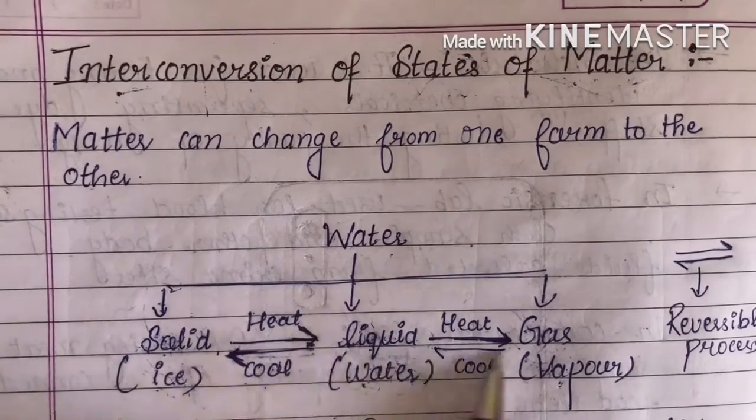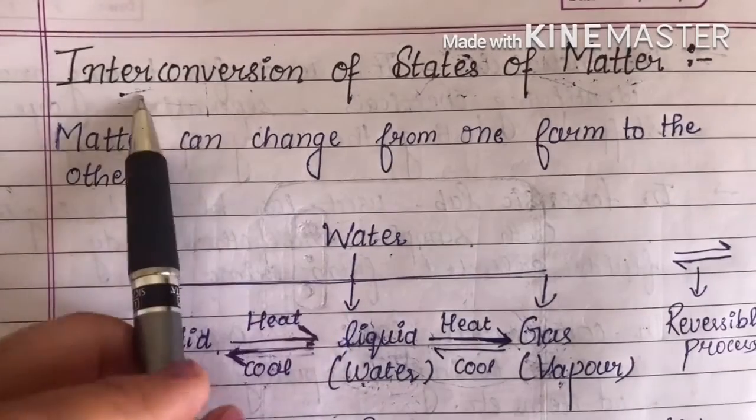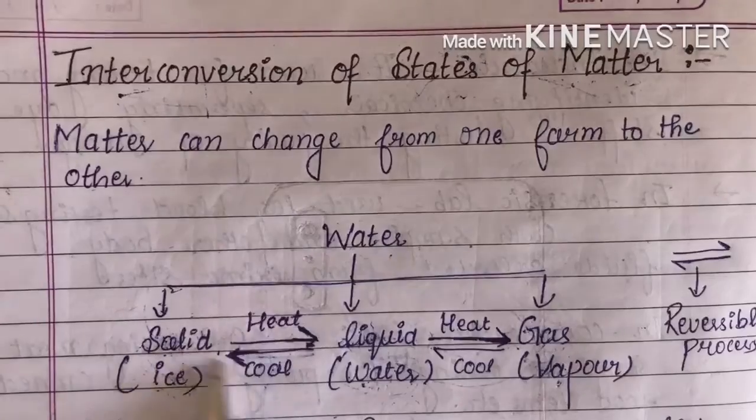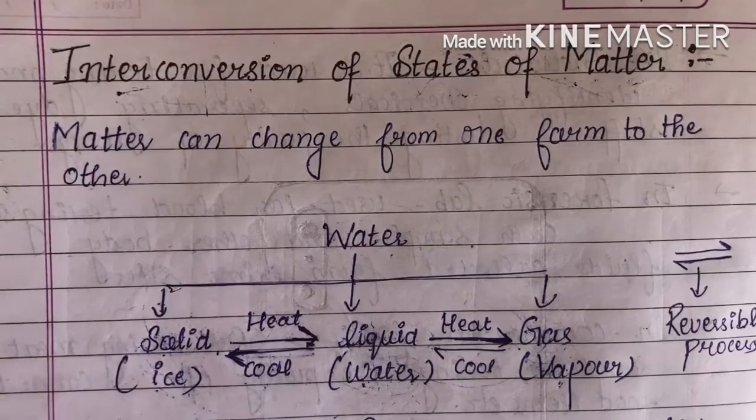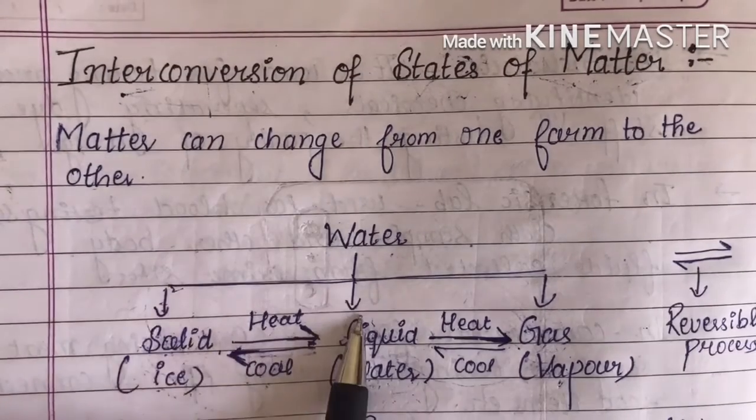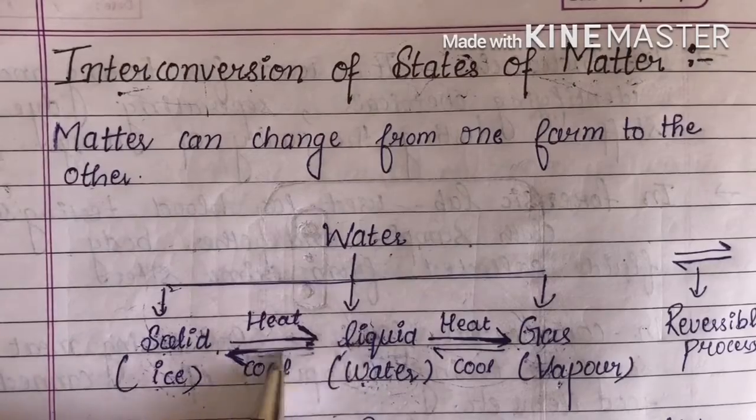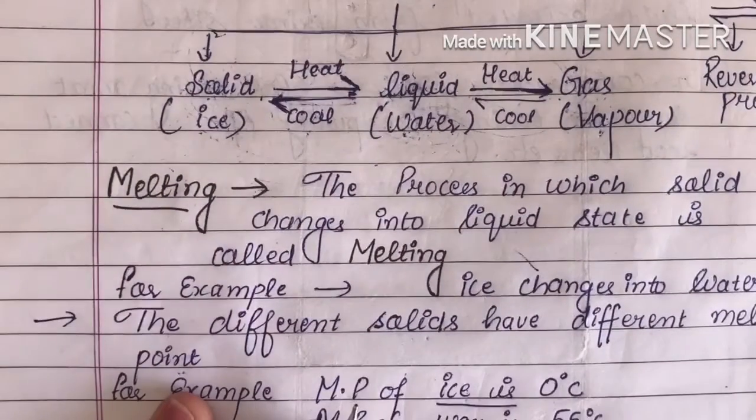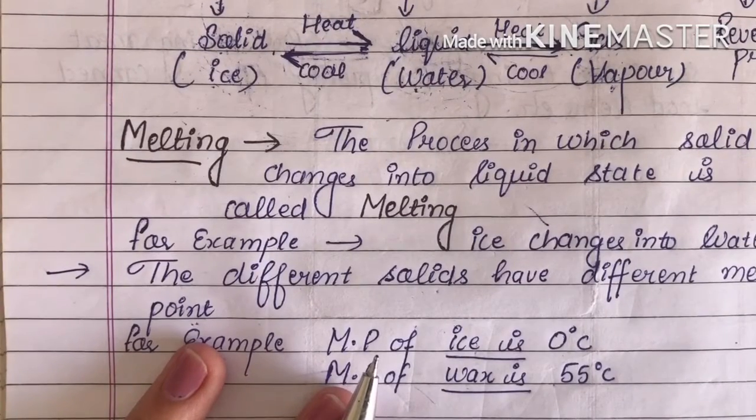So this is the interconversion, and this is called the interconversion of states of matter. So here you can see the arrows. These arrows represent the reversible process, that you can change. If you can change the solid into the liquid, then you can also get solid again by cooling the liquid. Now we will see how the interconversion takes place.